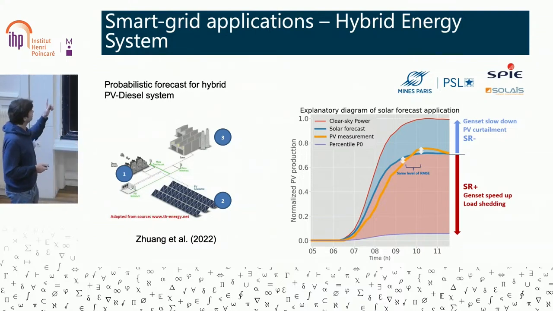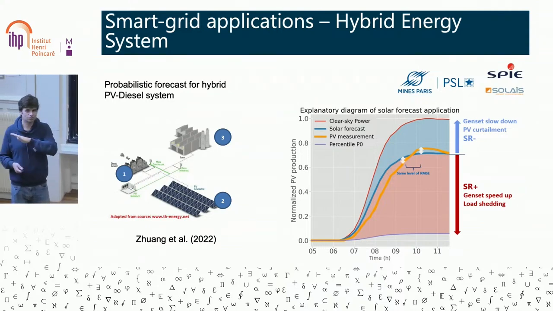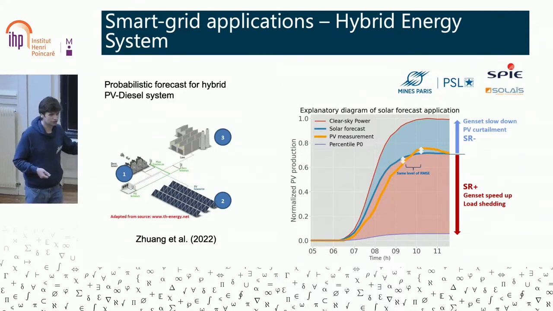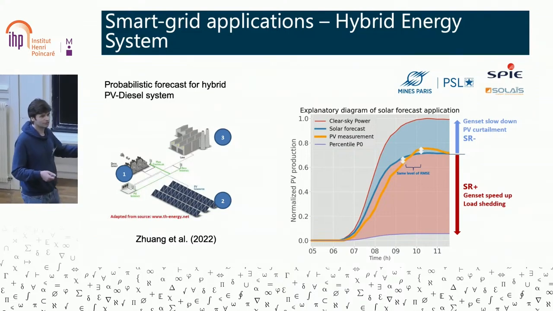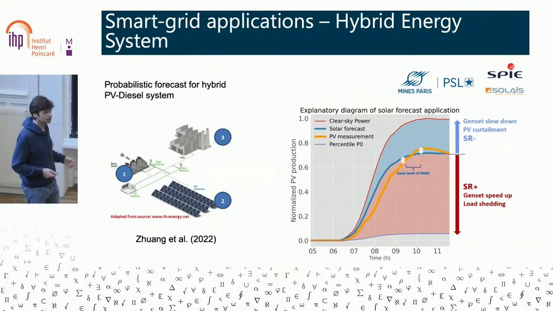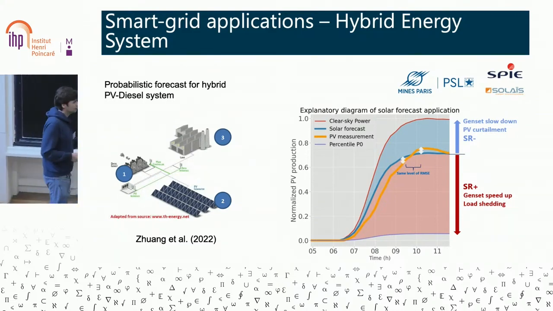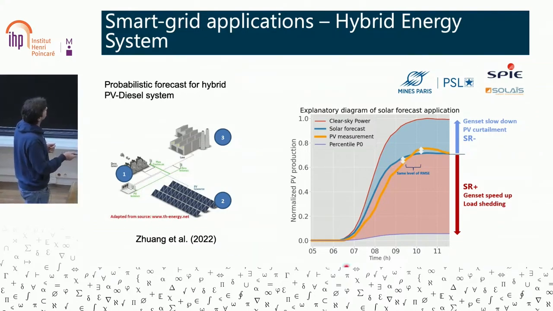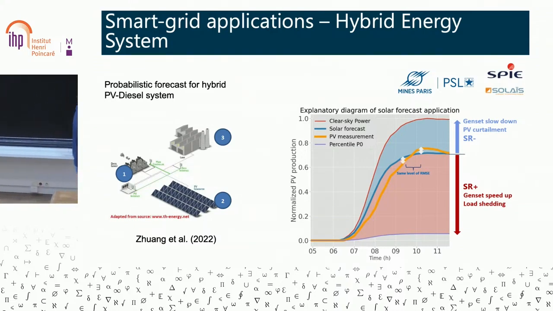With a forecast, if the forecast says there will be sun during 3 hours, then we can switch off the genset. And if clouds are coming, if we know it in advance, we switch on the genset, and thanks to the forecast, we save oil. This is the main message. These are some results in a thesis made in Paris. And if we have a forecast, we can reduce the spinning reserve, which is a very important application.